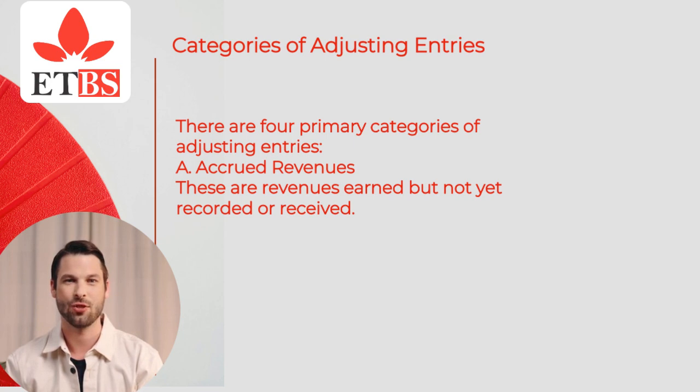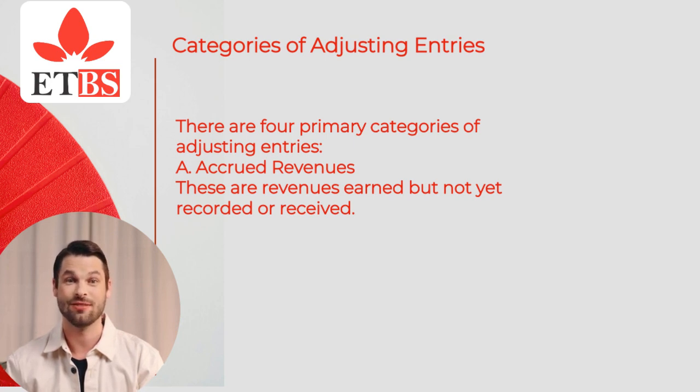C. Deferred revenues, unearned revenues. These occur when cash is received before services are rendered. Example: a school receives 300,000 naira in December for classes that start in January. Initial entry: Debit cash, credit unearned revenue. Adjusting entry in January: Debit unearned revenue, credit tuition revenue.